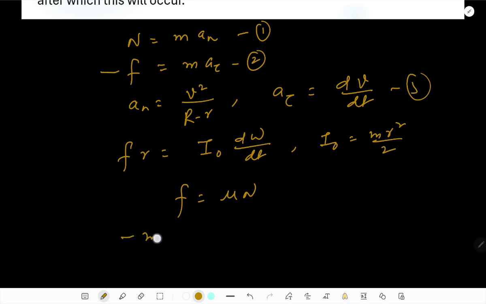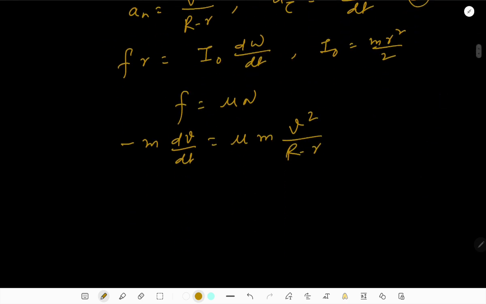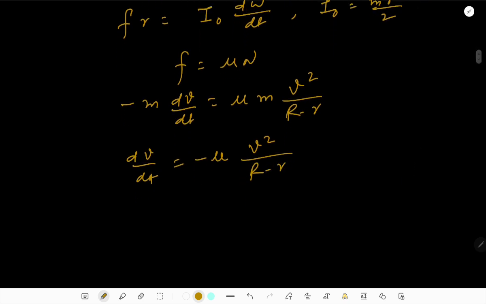F is minus m times the tangential acceleration, that is simply dv by dt, equals mu N. N is m times the normal acceleration, that is v square by (R minus r). And so you can see here we get an equation like dv by dt equals minus mu v square divided by (R minus r). This is a first order variable separable differential equation, and I'm going to separate the variables and integrate it.